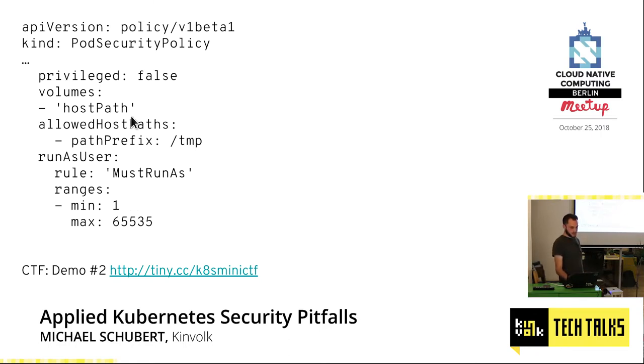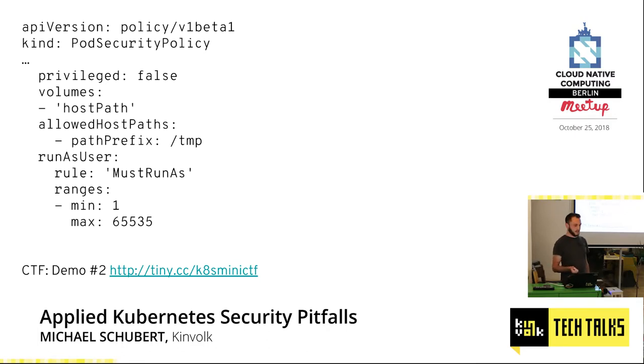They cannot be privileged. Only volumes of type hostpath are allowed, and you can only mount a hostpath from temp. So there's no sensitive data usually on a system in temp. And when there is data, it's often owned by root. So since we can't run as user ID 0, we should not be able to delete it, for example. So this looks safe at first.